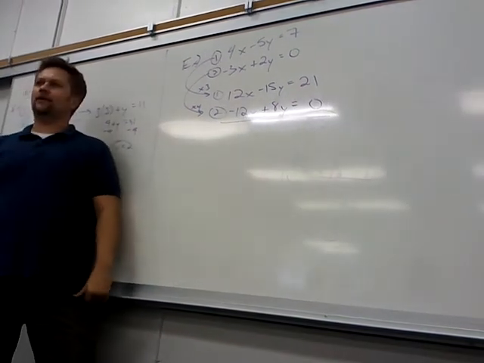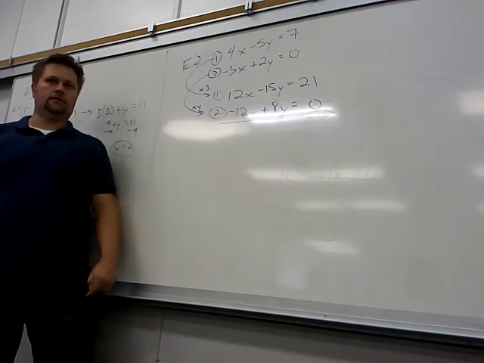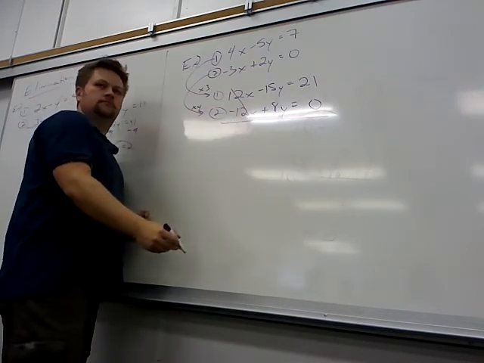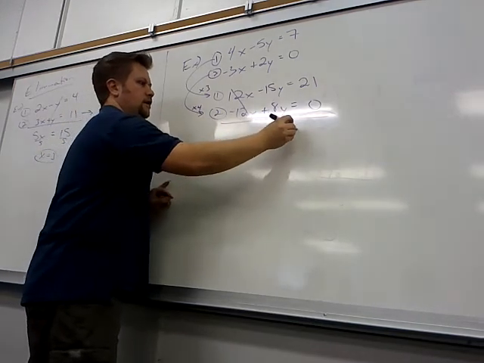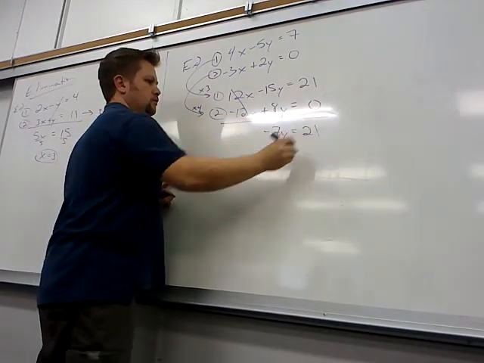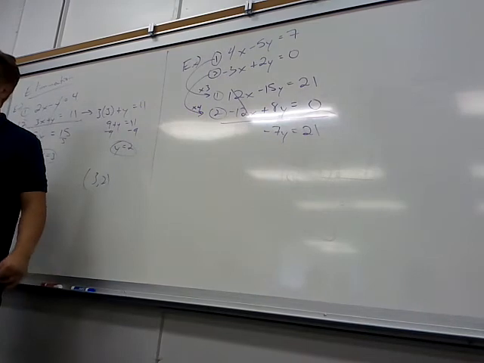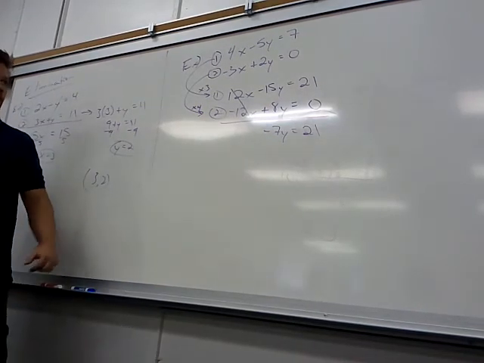So when you add these together, what happens? You cross cancel x. These go away, and then you get negative 7y and 21 plus 0, 21. So what I'm saying is you multiply each equation by the opposite.